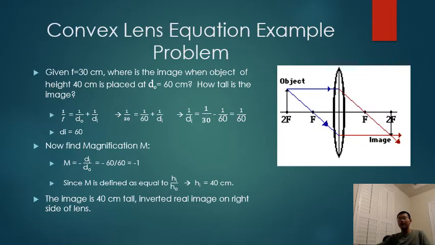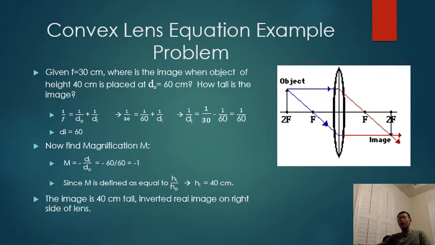Now let's look at an example of a convex lens equation problem. Given f equals 30 centimeters, where is the image when an object of height 40 centimeters is placed at do equals 60 centimeters? How tall is the image? We can solve this problem analytically or geometrically.